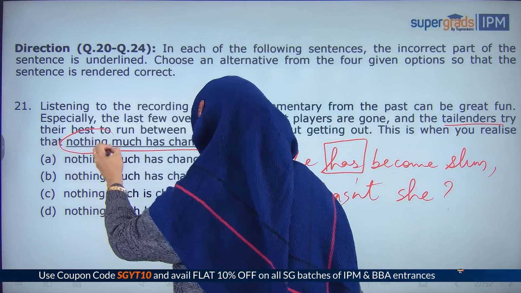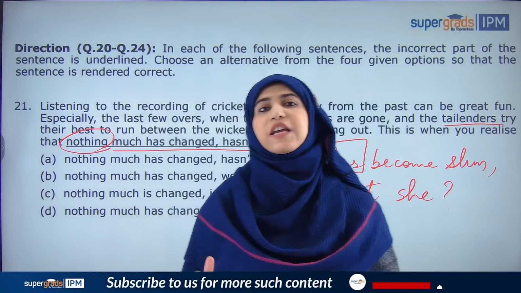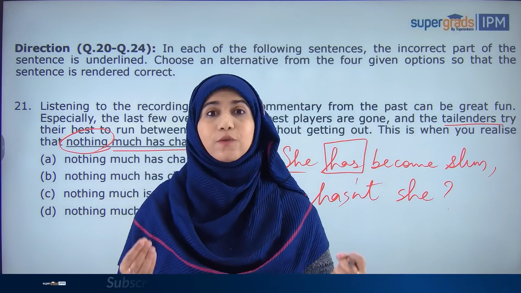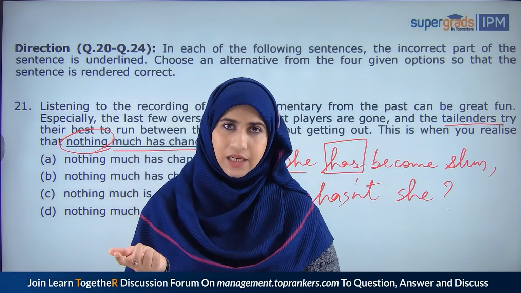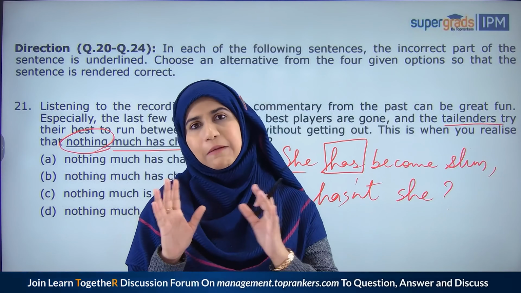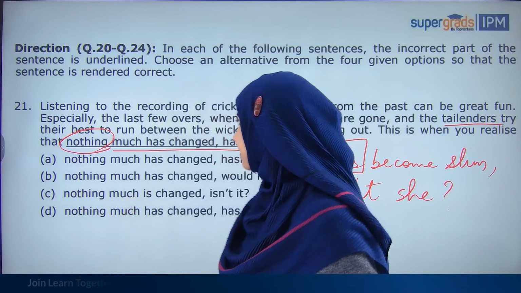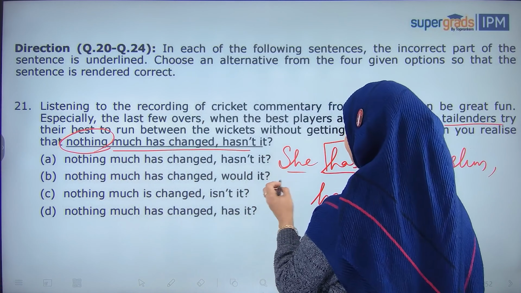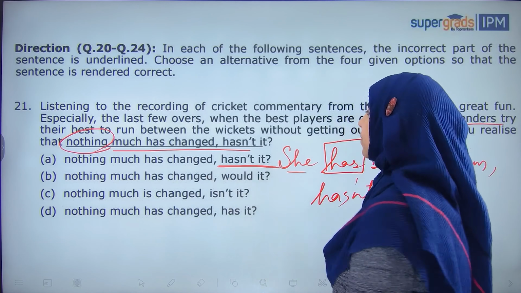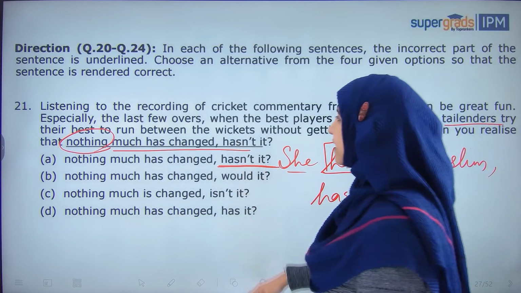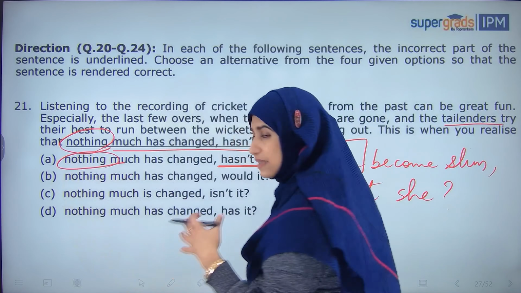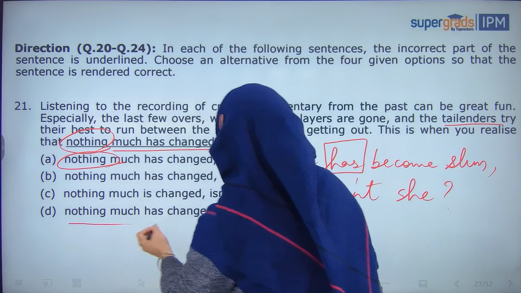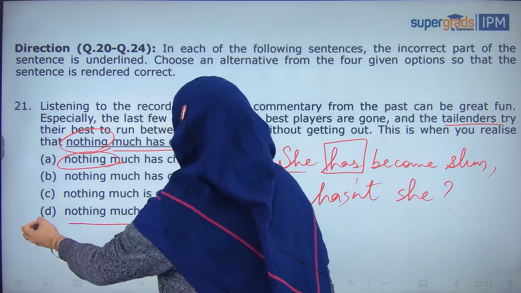The problem here is with nothing. Whenever your original sentence has a negative word, then you will not negate it. Then you will put the helping verb as it is, right? So nothing much has changed. Hasn't it? We can't say hasn't it. Why? Because nothing is our subject, right? It's a negative already. So it should be has it. Nothing much has changed. Has it? This is the right answer.